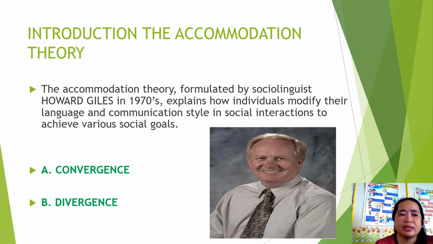So that is convergence, which is about aligning one's communication to reduce differences. Divergence is all about maintaining or emphasizing those differences to assert identity or independence. Both serve strategic purposes, such as closeness, distance, or distinct social purposes, depending on the goals of their interactions. So that is the introduction of our accommodation theory.